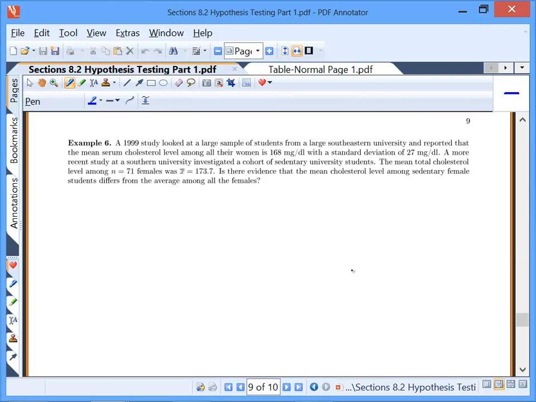So we've been talking about hypothesis tests, and we started our z-test, and we're just going to do a couple more examples for the z-test, and then we'll move on to our t-test.